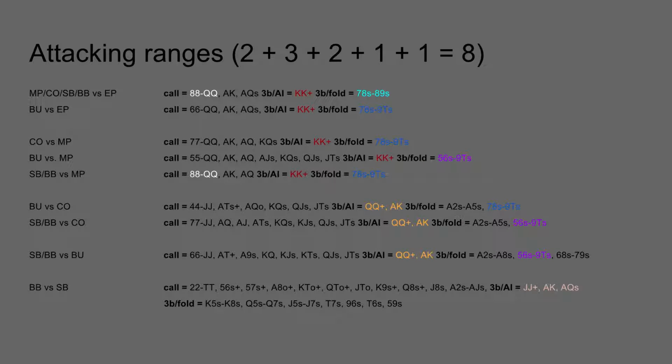Now, suited aces versus cutoff and versus button. So how to remember? Versus late positions, cutoff and button, we're gonna use queens plus and ace king as the 3-bet going broke range, and we're gonna use suited aces as a 3-bet bluff. Versus button, since the button is usually wider, let's say, we're gonna add 3 more suited aces.